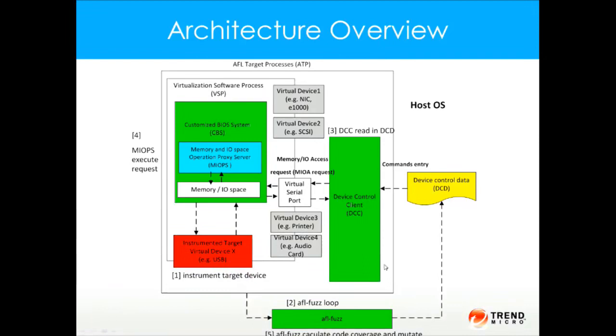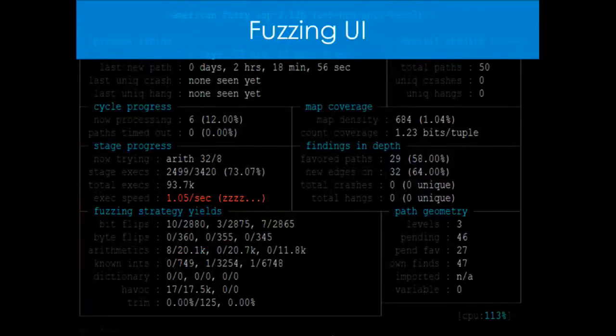Another important module is the device control client module. It can communicate with the proxy server via the virtual serial port here. And the device control data is formatted so that it is suitable for AFL fuzzing. The AFL related module is outside of the VM, located on the host side here. Okay, this is the fuzzing user interface during our fuzzing activity. It's a typical AFL fuzzing user interface.